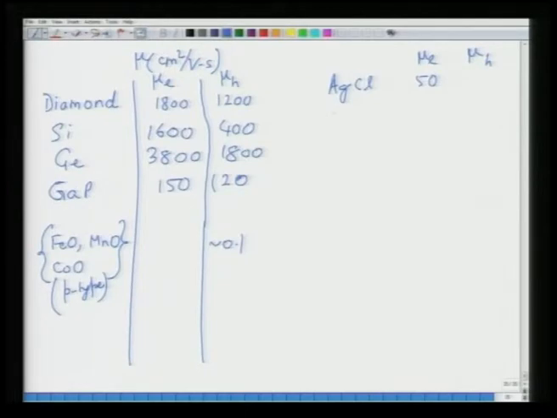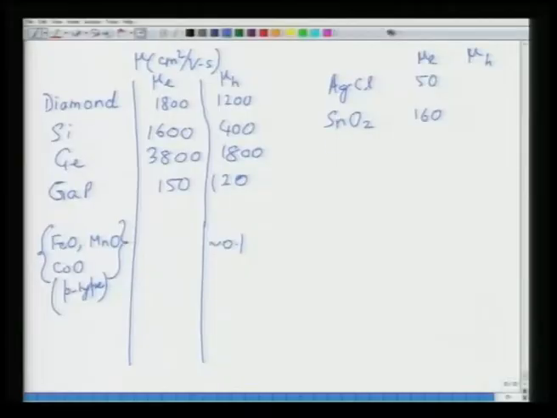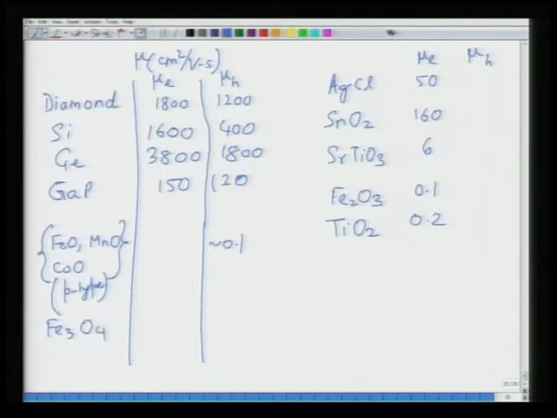In the case of tin oxide, SnO2 is used as a conductor in a variety of applications, especially in electronic applications as a conducting electrode layer. Strontium titanate has about 6, Fe2O3 has about 0.1, and TiO2 has about 0.2. In the case of p type, Fe3O4 tends to be p type as well, and this has 0.1.